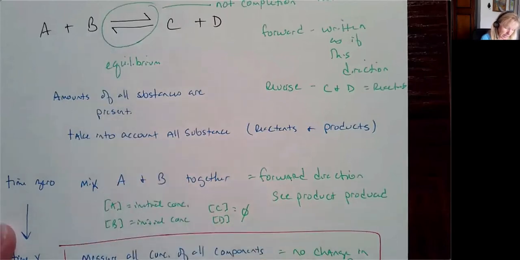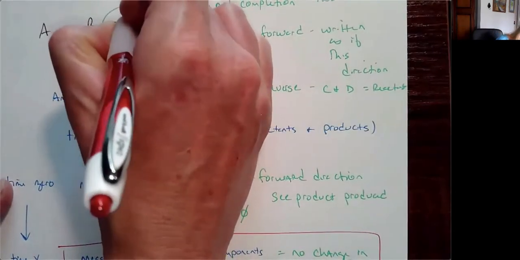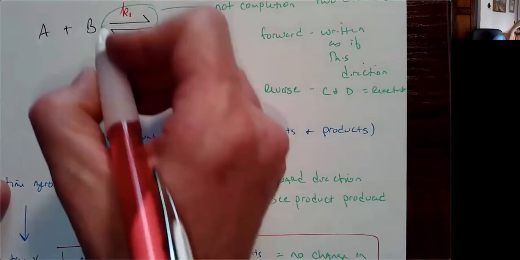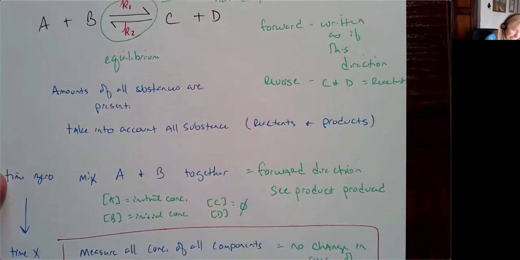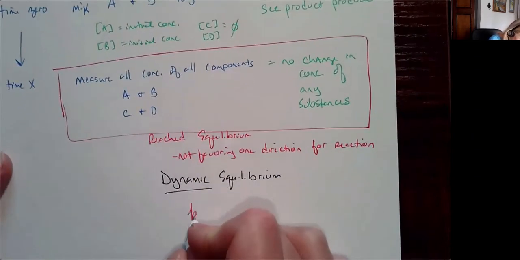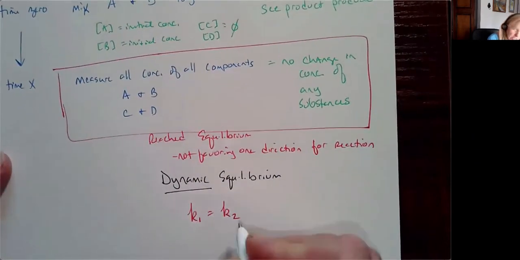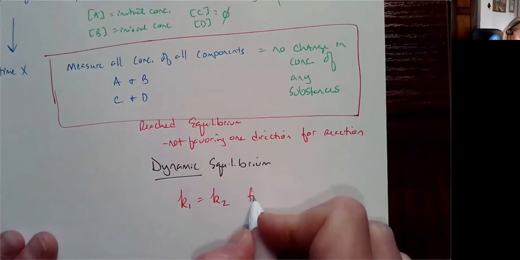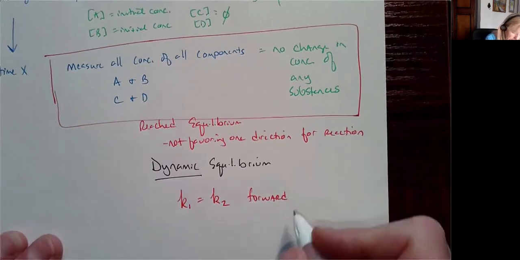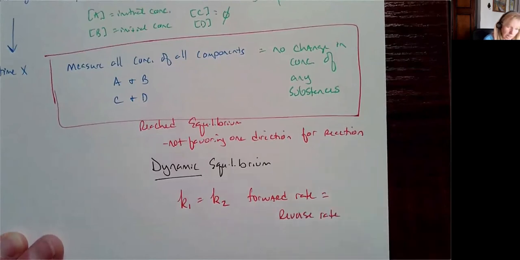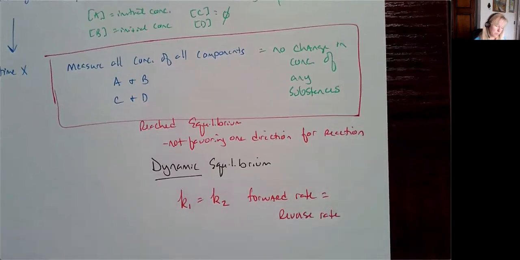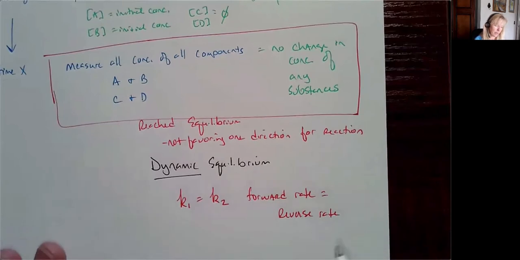So I could say that my forward rate, I'm going to give that little rate constant K1, and my reverse rate, little constant K2. At dynamic equilibrium, K1 equals K2, and so my forward rate, the speed at which that reaction is going forward, is going to equal my reverse rate. So the reaction hasn't stopped. This is an important point. The reaction hasn't stopped. It's just that the rates are now equal.